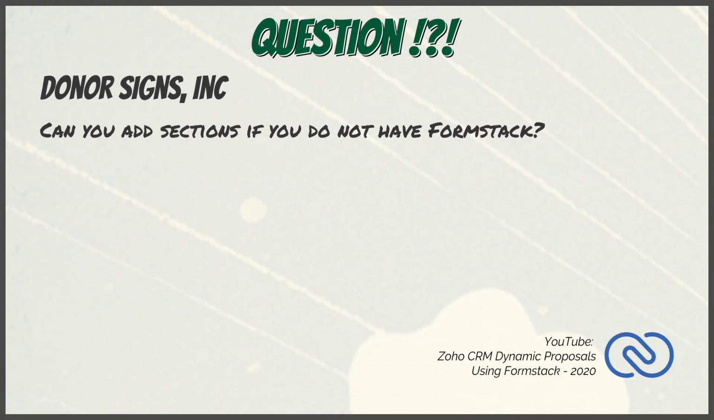Next question here. This is asked by Donor Signs Incorporated over on YouTube, on an old video we made, Zoho CRM dynamic proposals using FormStack. That's from back in 2022. A little context for the question: this video is focusing on having sections in a proposal that show or hide themselves based on logic on what data is on that record. So Donor Signs asks, can you add sections if you do not have FormStack?